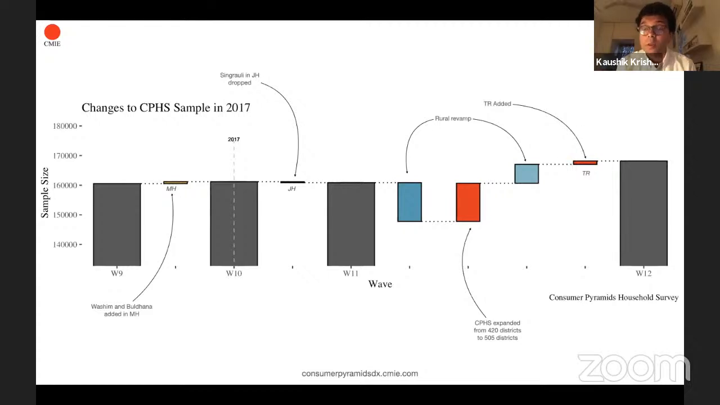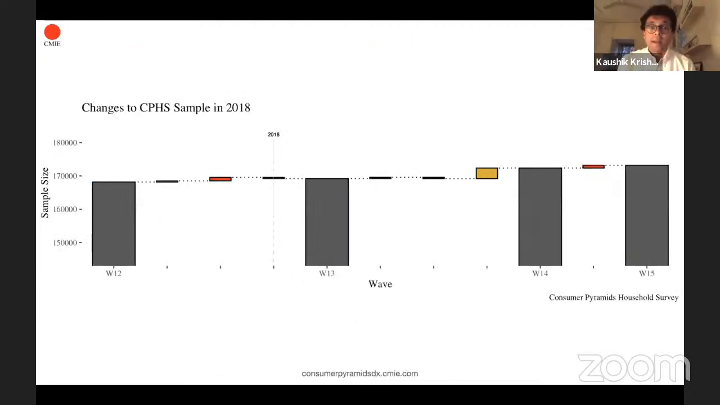And we also started to add states. So between wave 11 and wave 12 in 2017, we added the state of Tripura. And that accounted for, again, a small increase in the sample size. Now let's move to 2018.